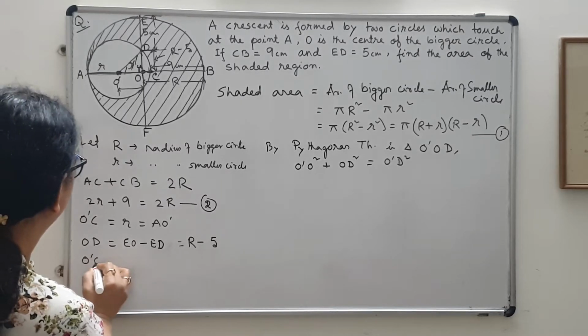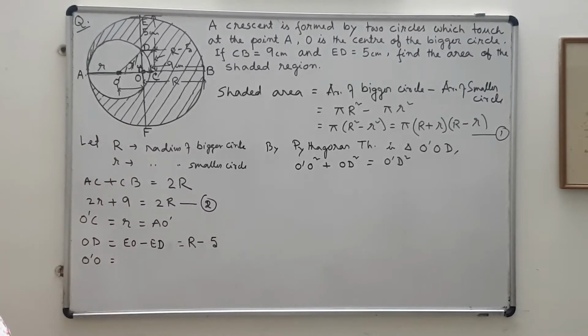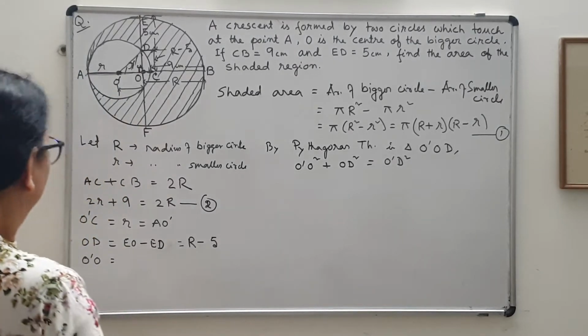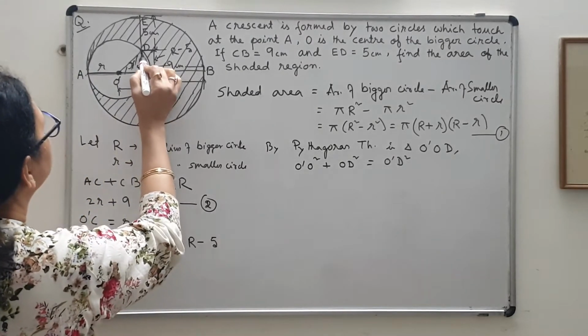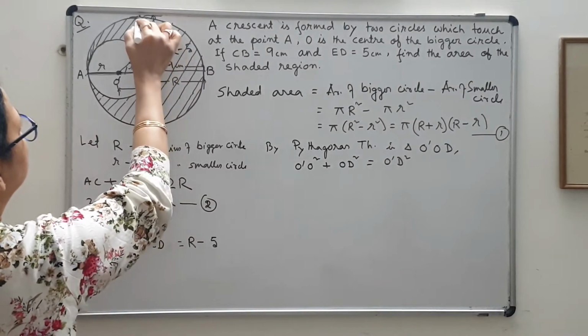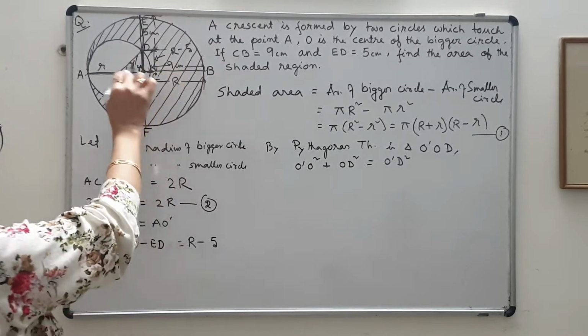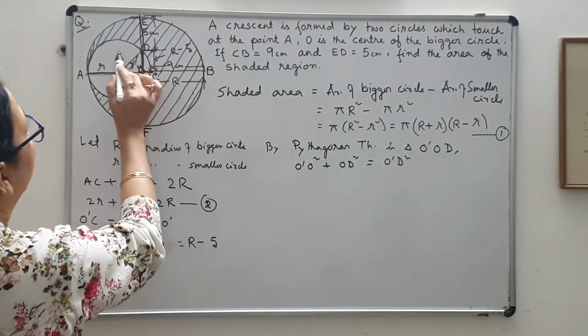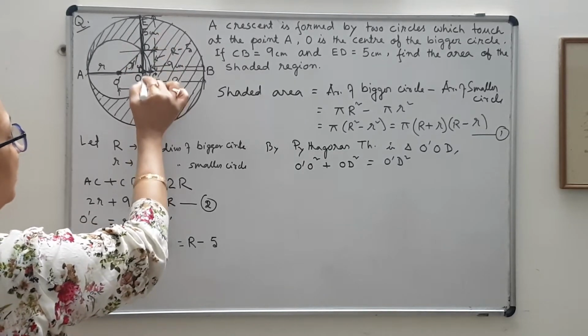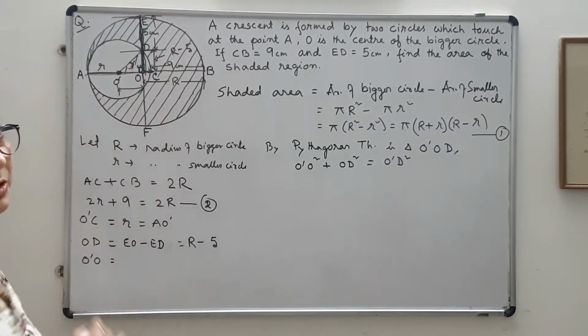Oh, yes, O dash O, that I need to find. Ma'am, please explain this, the third part. OD is equal to EO minus ED. One second. So what is OD, is this part, can you see? And ED is the radius of the bigger circle, can you see? Right. OD is the radius of the bigger circle, and this part is given to you, this is 5. So total R minus this 5 is your OD. Is it okay now? Okay, sir.